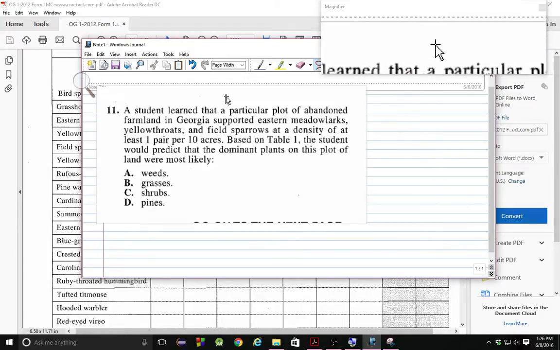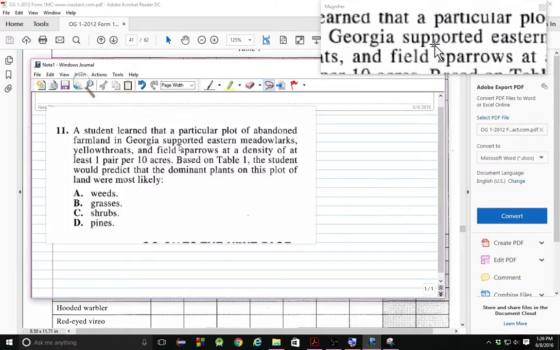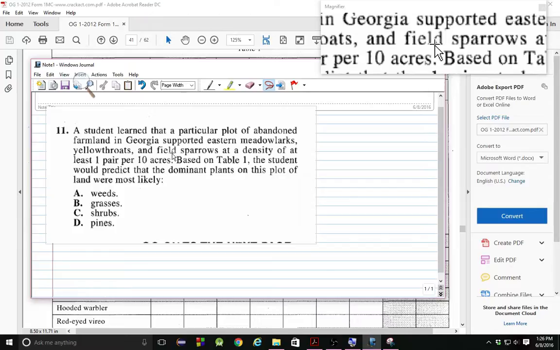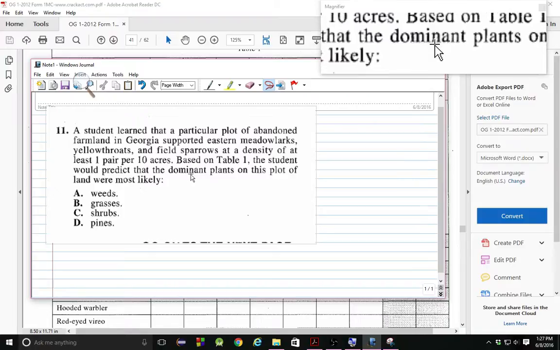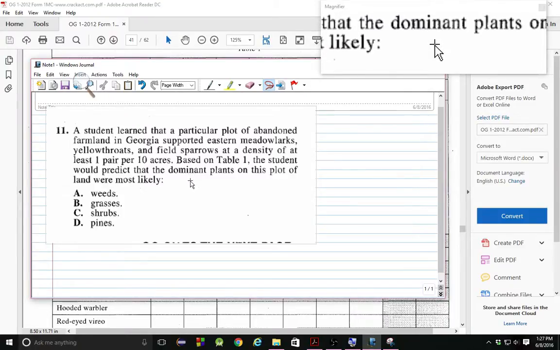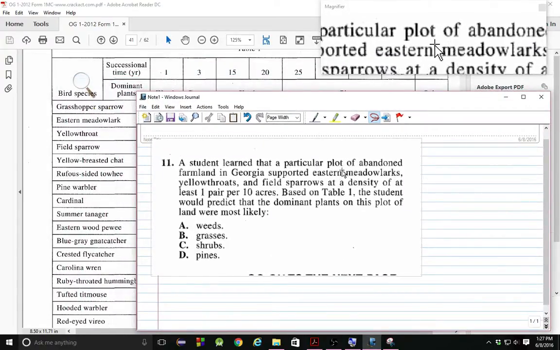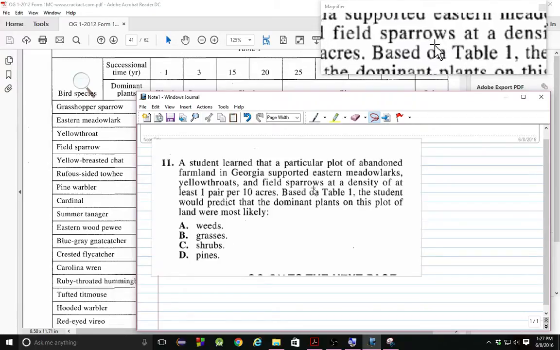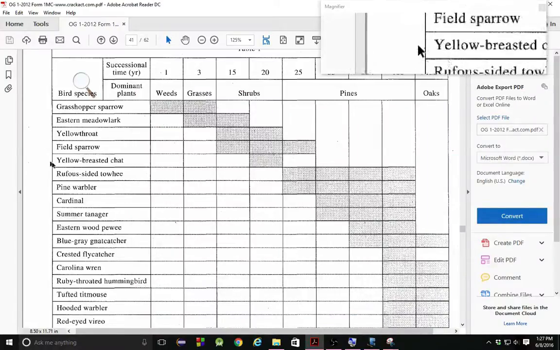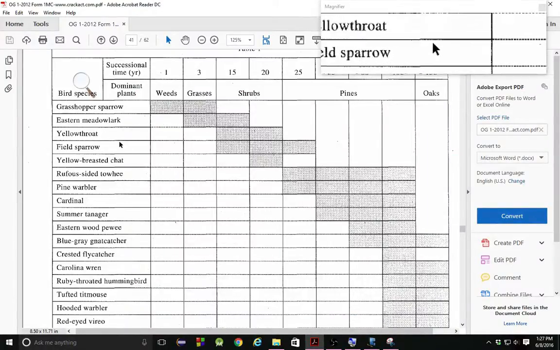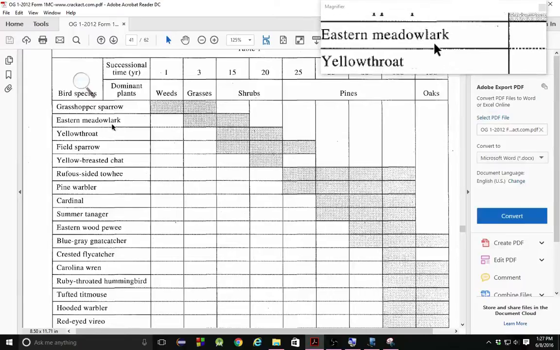So a student learned that a particular plot of abandoned farmland in Georgia supported eastern meadowlarks, yellowthroats, and field sparrows at a density of one pair per 10 acres. Based on Table 1, the student would predict that the dominant plants on this plot of land were most likely... Okay, so we have to look for eastern meadowlarks, yellowthroats, and field sparrows. And if you look at this carefully, you see that these three are right here.